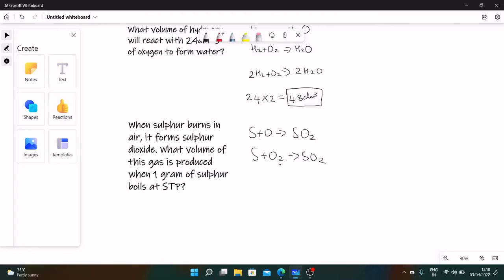Over here, we have to convert 1 gram of sulfur to moles. So, the formula is moles equals mass by molar mass. Over here, we have the mass, so 1, and the molar mass or the atomic mass of sulfur is 32. So 1 divided by 32 is 0.03125.